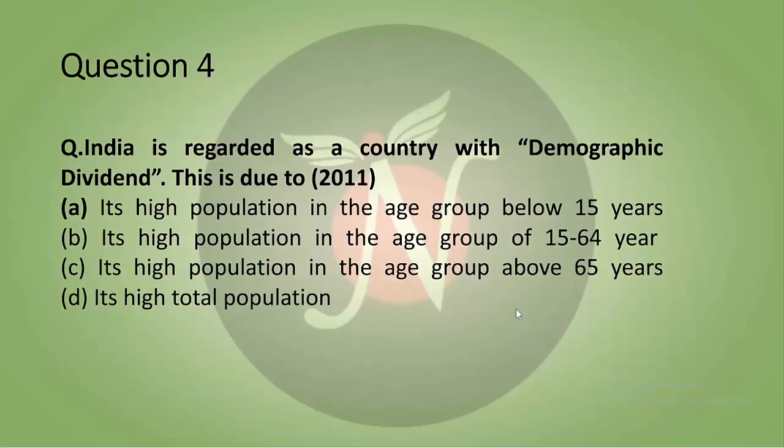Now question 4. India is regarded as a country with demographic dividend. This is due to its high population in the age group below 15. Pause the video, try to answer. So the answer to this question is B. Its high population in age group of 15 to 64. This is what we have been talking about.